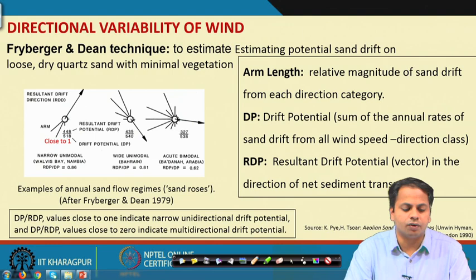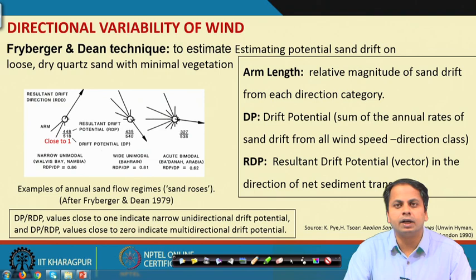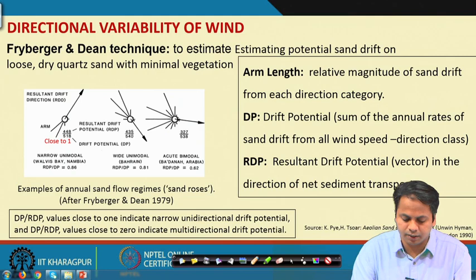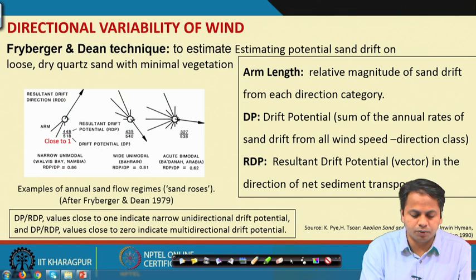So, if we have wind data at one particular height, we can find the direction frequency of the sand drift in a particular direction, specifically 16 directions. And we can plot it in the form of this diagram, which is known as the annual sand flow regime, also known as the sand rose.